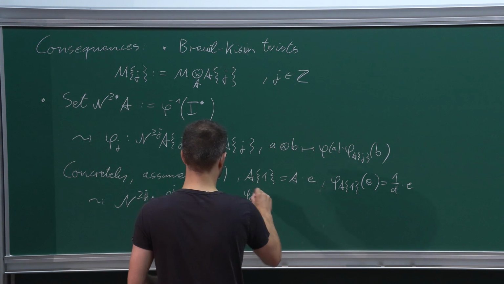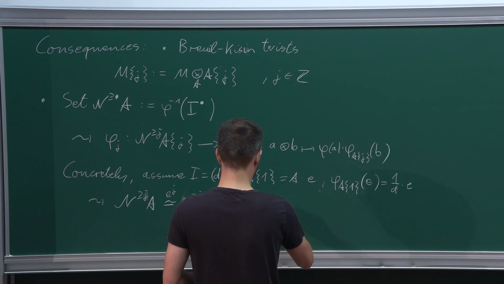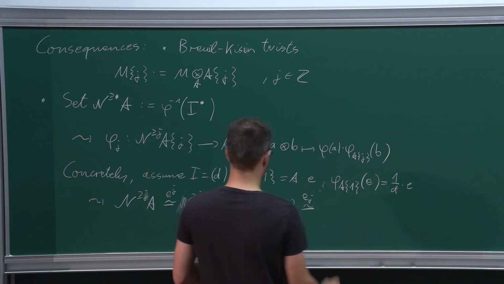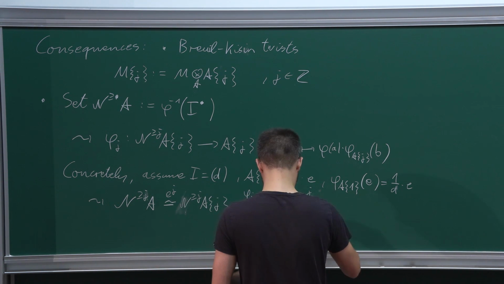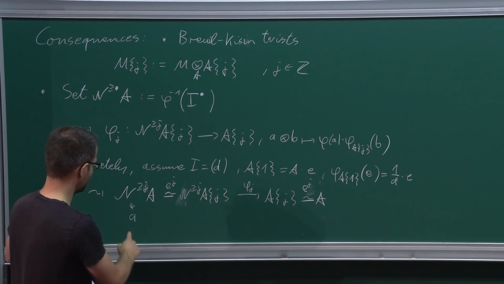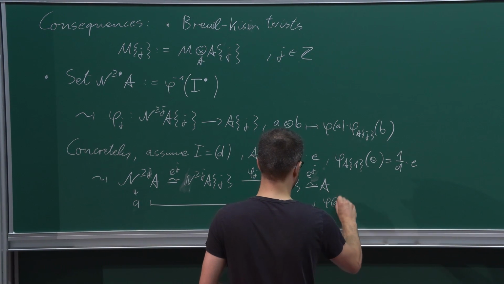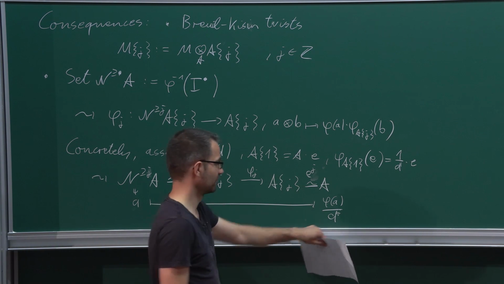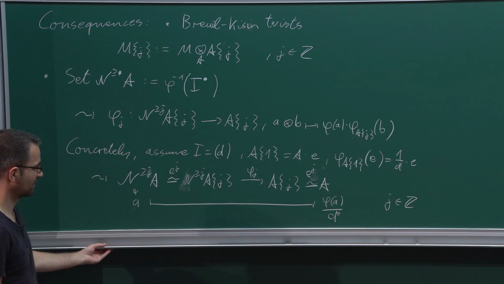Here we have this Frobenius phi j, and this maps to A j, and that's again isomorphic via multiplication with the j-th power of E to E. And then of course this composition, so how does it look? We send a to just the Frobenius of A, but divided by d to the power j. And so this makes sense for all j in Z.